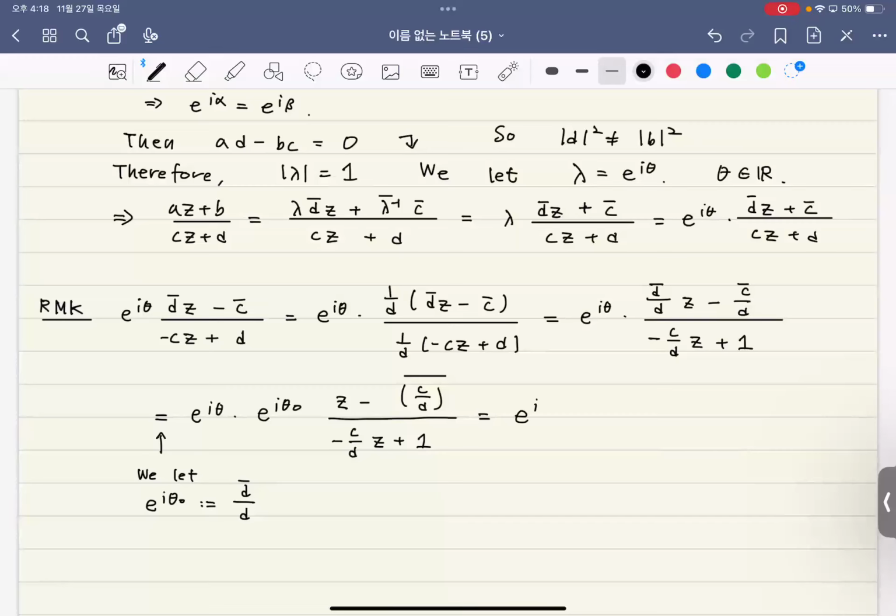So I'll just simply say this is e to the i alpha. Combining these two numbers, I'll just simply rename it as e to the i alpha. And z minus z0, and I will put this guy equal to z0. Then z minus z0 over 1 minus z0 bar times z. Okay, good.